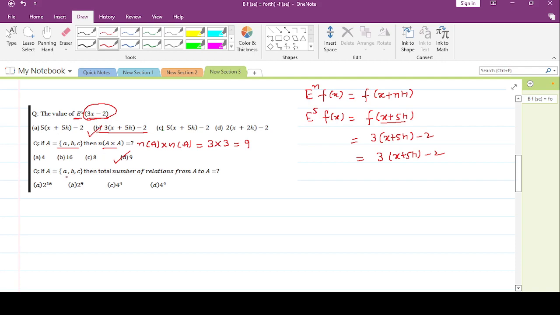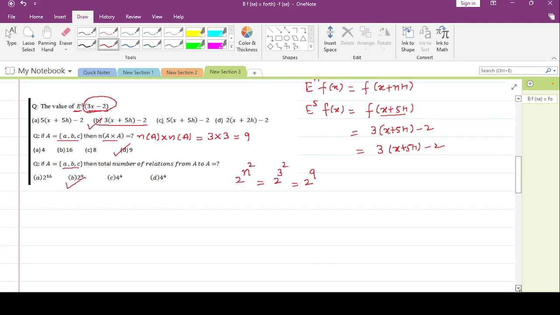Okay. Now, if in set A we have 3 elements, then we want to find the total number of relations from A to A. See, the total number of relations from A to A is equal to 2 raised to the power n square. So n value means number of elements in the set. So 2 raised to the power 3 raised to the power 2. Okay, so 3 raised to the power 2 is what? 9, and 2 raised to the power 9. You see that this option is correct.